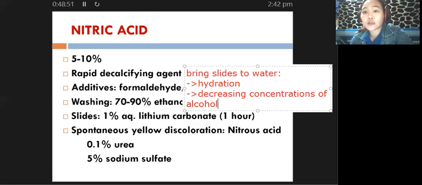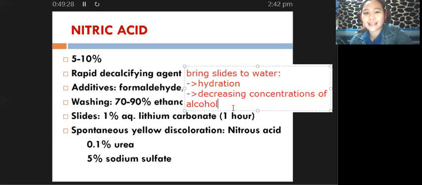So that means you start with higher concentrations. Okay? So you can probably start with 90%, followed by 80%, and then 70%. That is how you are going to perform hydration using decreasing concentrations of alcohol. So after the lowest concentration, then you can immerse your slide in water already.